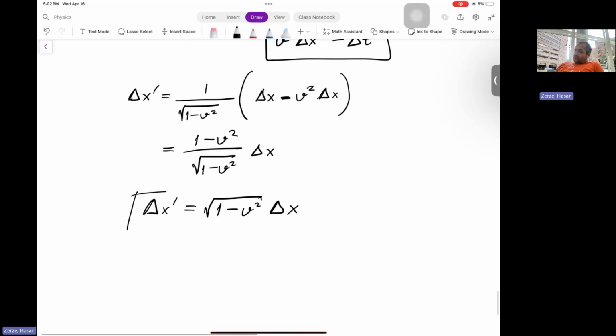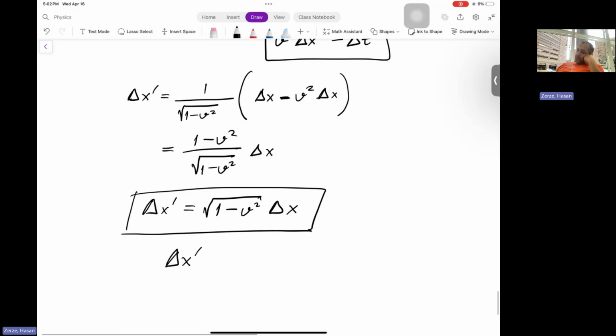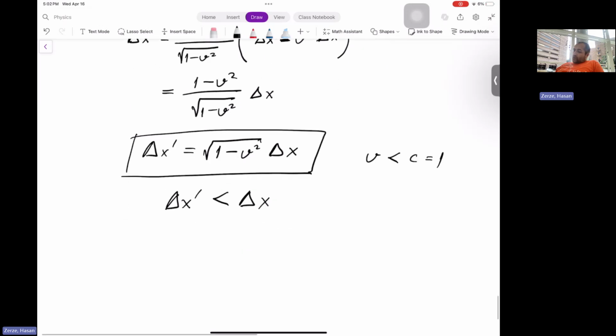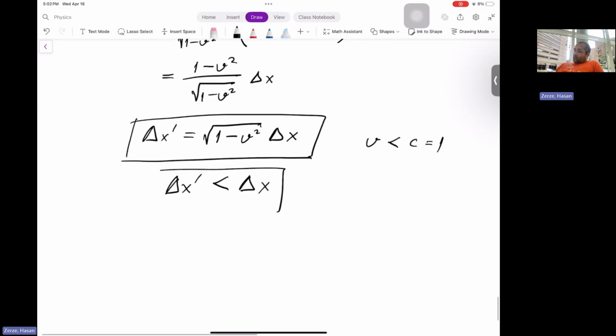So we see that observer B sees the object at a length delta x prime instead of delta x. So this delta x prime is smaller than delta x if v is smaller than 1, which is the speed of light. Okay, so this is the Lorentz contraction.